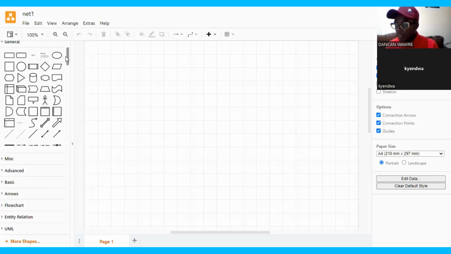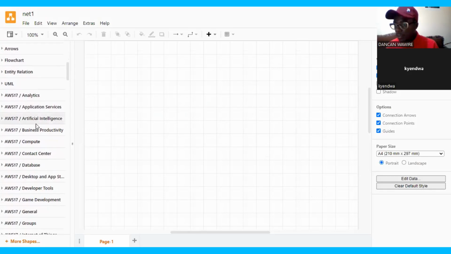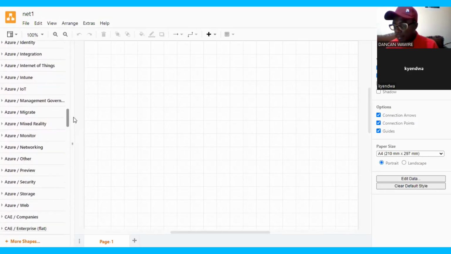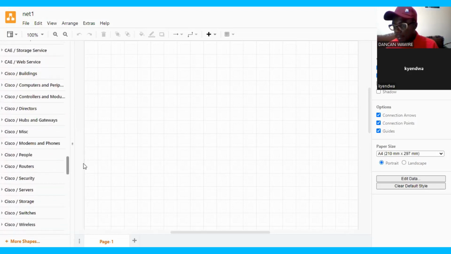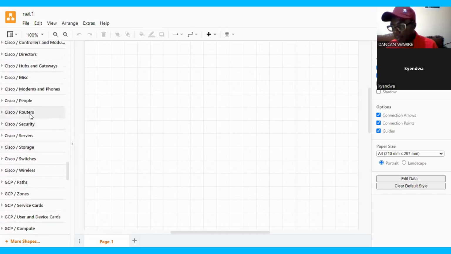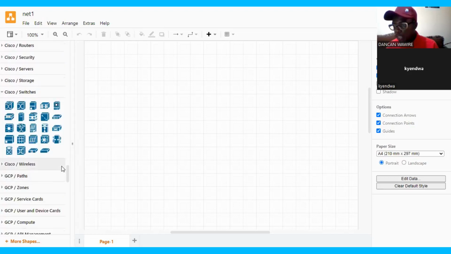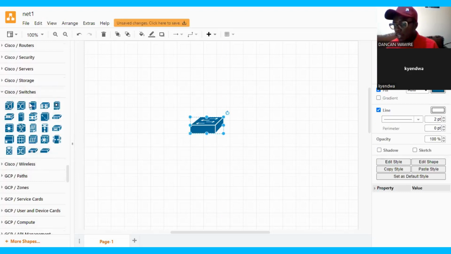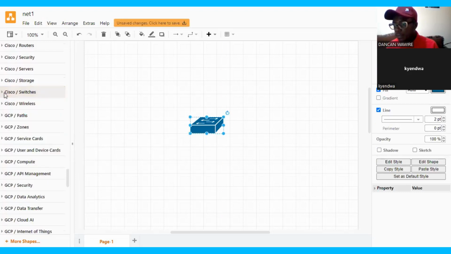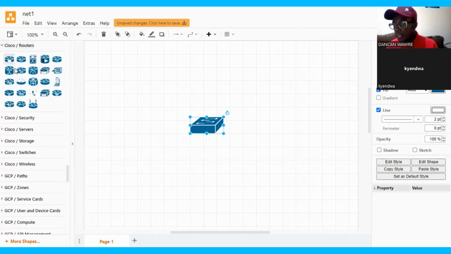Okay, once you click on apply, if you check your left menu, you will see them. Down there, like networking. Yeah, there are many. There are routers, security, servers, storage. So switches, if you click switches, there are a number of switches. So simply drag and drop, like so. So let me drag a switch. Let me drag a router. Yeah, that's how you draw it.